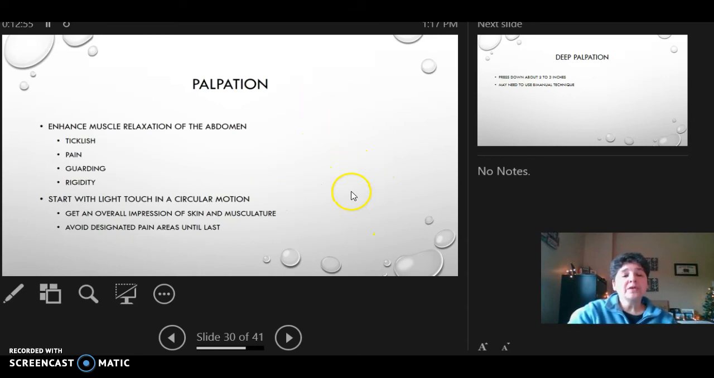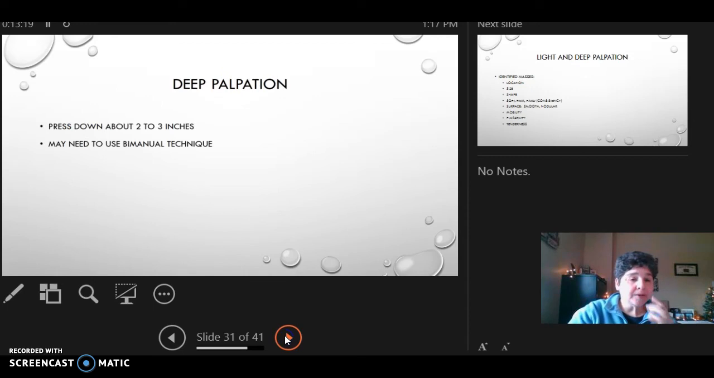Palpation. Our patient could be ticklish, they may have pain, they may have guarding, they may have rigidity. Look at page 554, it tells you how to get past some of those things to enhance muscle relaxation. Start with a light touch, going in that circular motion, just to get that overall impression of the skin and musculature. And again, remember to avoid those painful areas until last.